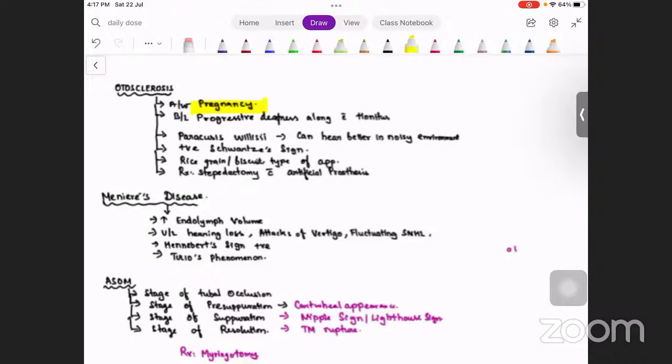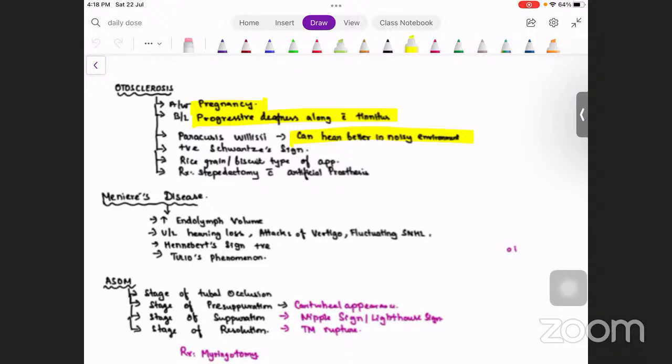It shows a bilateral progressive deafness along with tinnitus, seen in otosclerosis. And you have paracusis willisii, where the patient can hear better in a noisy environment. That is paracusis willisii, which is a phenomenon seen in otosclerosis associated with pregnancy.